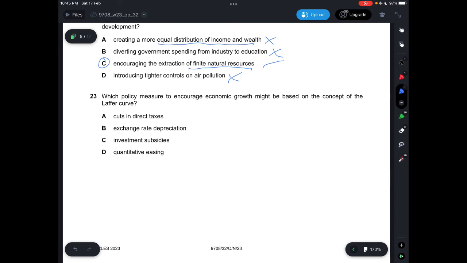Question 23. Which policy measure to encourage economic growth might be based on the concept of the Laffer curve? The Laffer curve is about direct taxes. It looks something like this. If the tax rate is too high, then your tax income would have to decrease because people would be less incentivized to work, and then they will pay less. So to encourage economic growth, which means to increase your GDP, you have to cut your direct taxes, which is A.